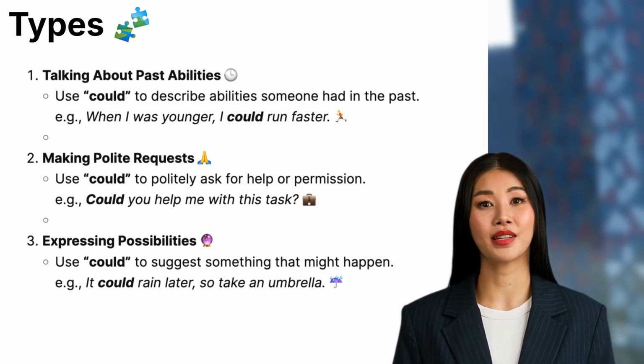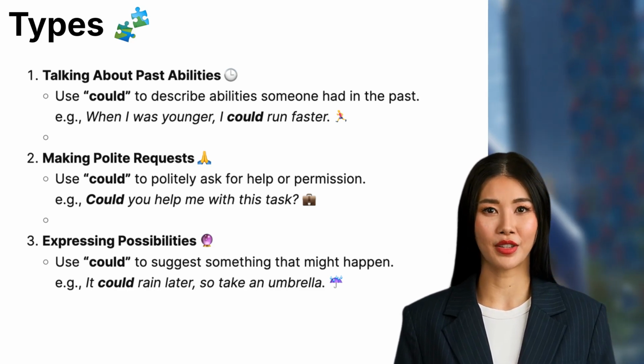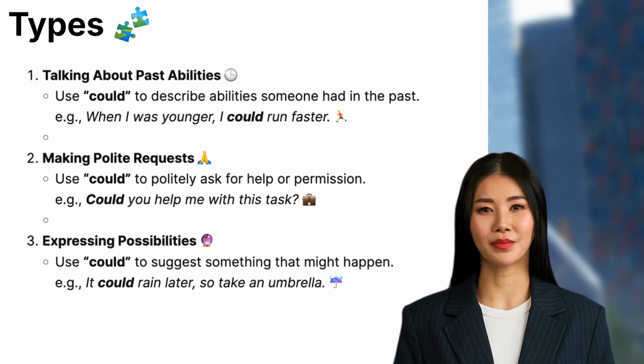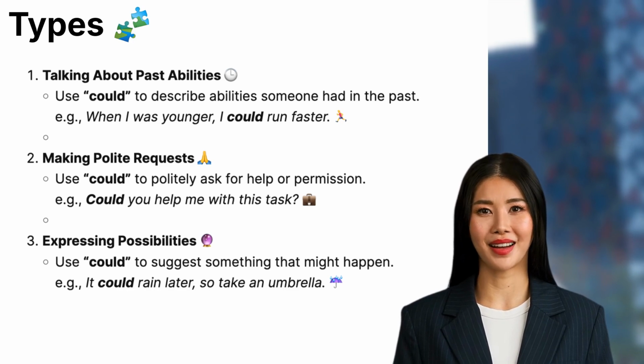3. Expressing possibilities. Use could to talk about something that might happen in the present or future. Example: it could rain later, so take an umbrella. This means there is a chance of rain, but it is not certain.